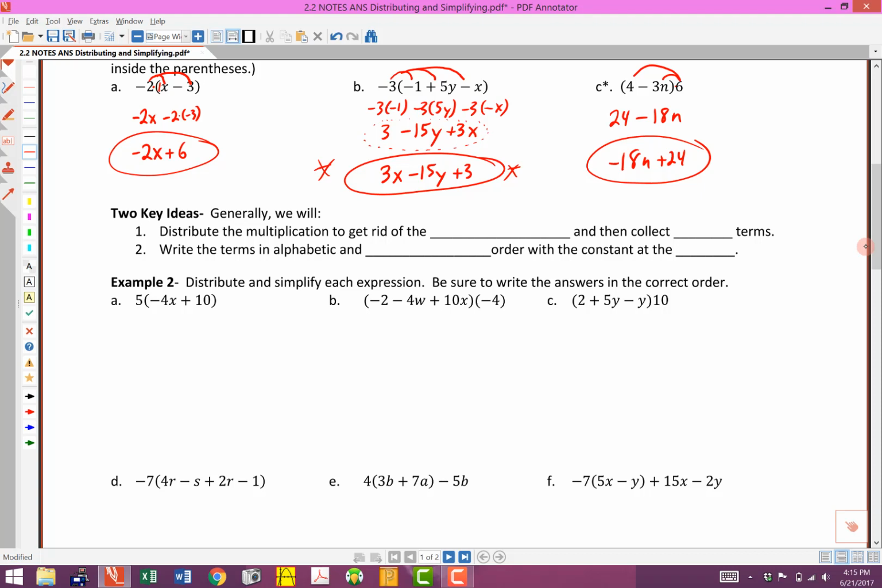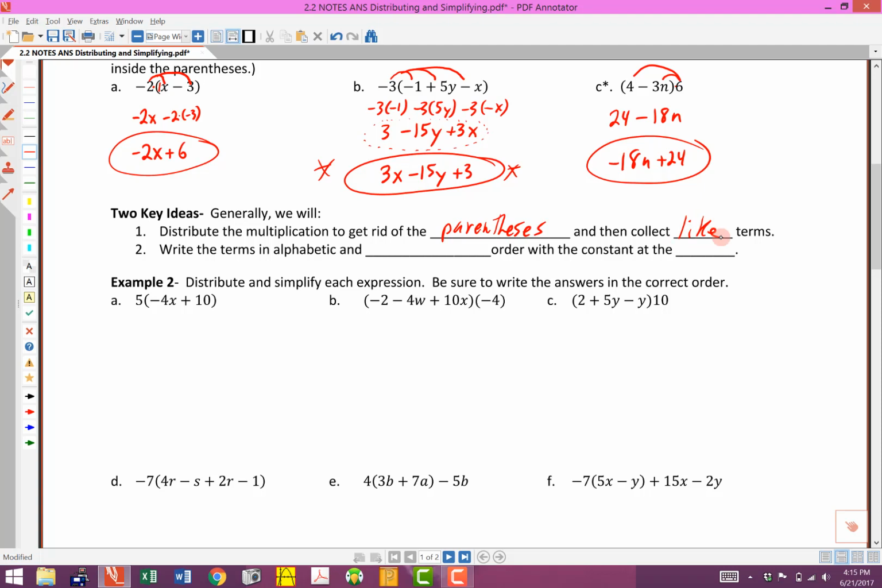And then again, there are a couple key ideas here that we want to make sure we're clear on. One of them is distribute the multiplication to get rid of the, let's see, what did we get rid of in each one of these cases right here? What we got rid of was that big set of parentheses. So we distribute the multiplication to get rid of the parentheses, and then we collect like terms.